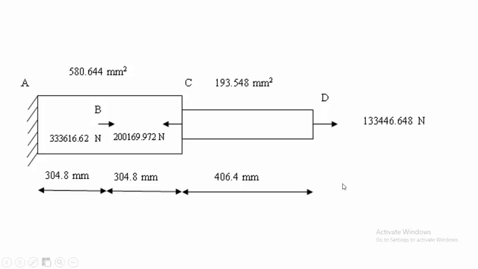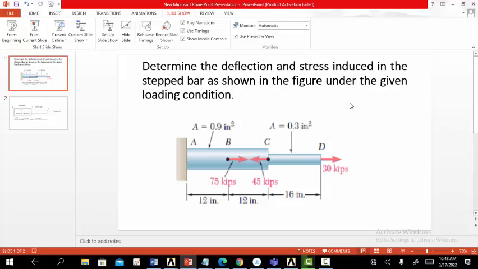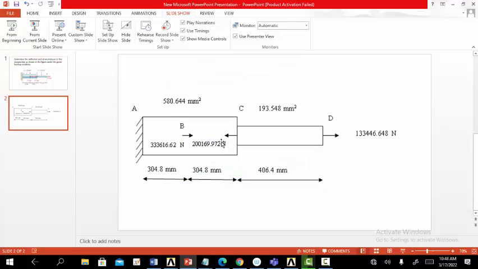Here the entire structure is made up of 4 nodal points A, B, C and D. Between A and B the first element has been defined, between B and C the second element, and between C and D the third element. The elements AB and BC are of uniform cross section 580.644 mm square, and the element CD is of cross sectional area 193.548 mm square.